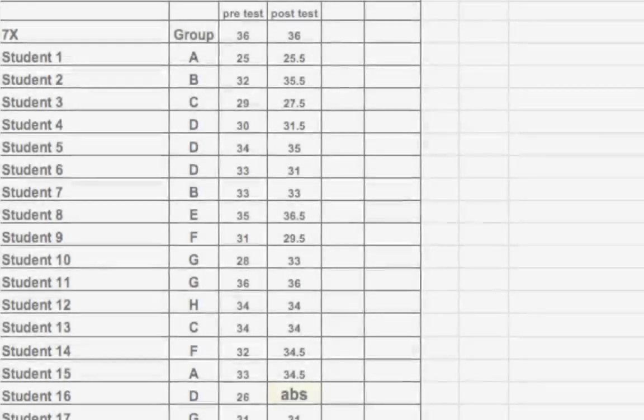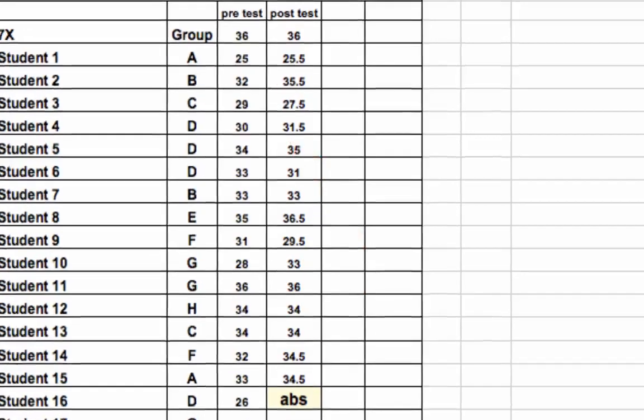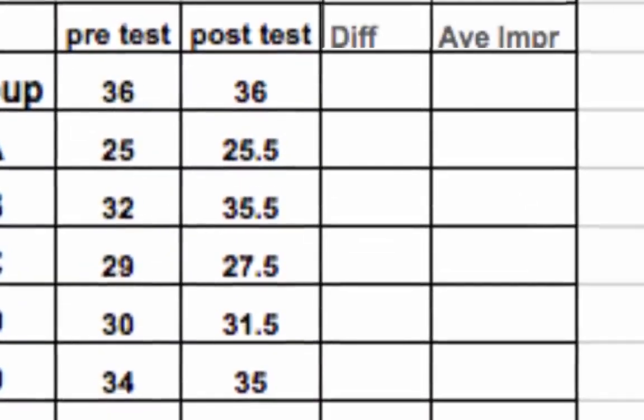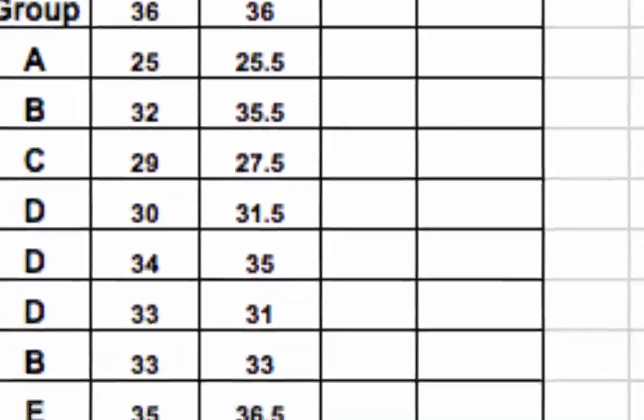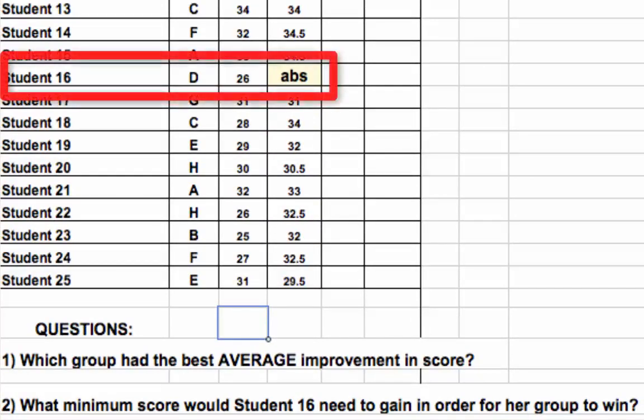Now if we have a look at the sheet that the students received, there we have the students, what group they were in, their pre-test score and their post-test score. And for this class I didn't give anything else, so you could put difference and average improvement in here if you wanted to lead kids, depending on your students' ability. I had 2 questions down the bottom. Which group had the best average improvement in score? That was a bit of a leading question. And what minimum score would student 16 need to gain in order for her group to win? She was absent, so that was an interesting little question as well.